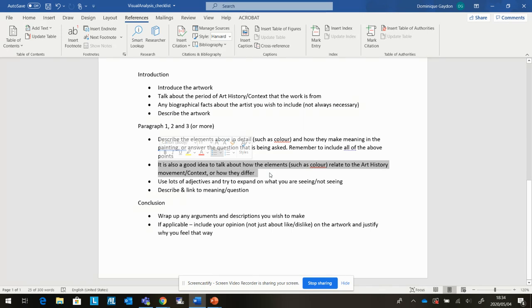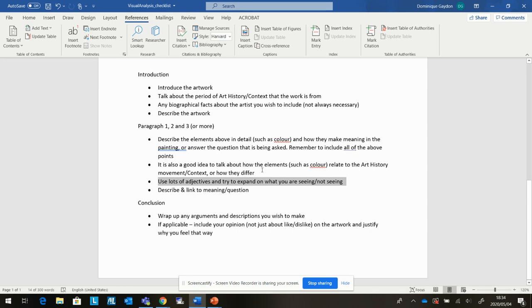Pop art included lots and lots of really bright, funky colors. But if a painting was really, really dark, it would be the outcast in relation to the rest of pop art. So how does it make sense with the movement, or how does it go against it? Use lots of adjectives and try to expand on what you are seeing and not seeing.